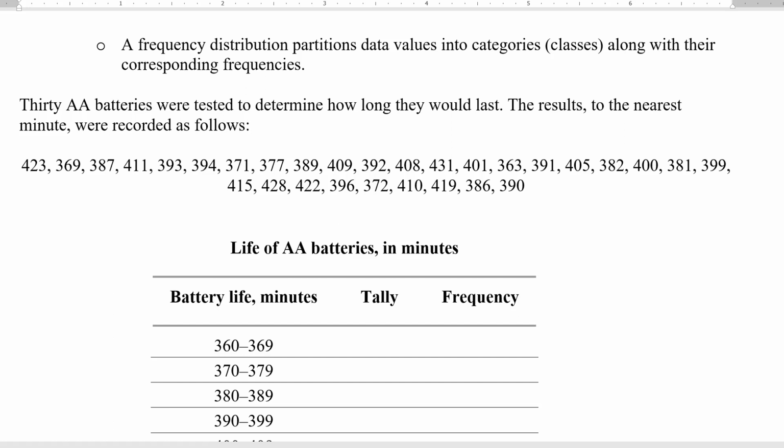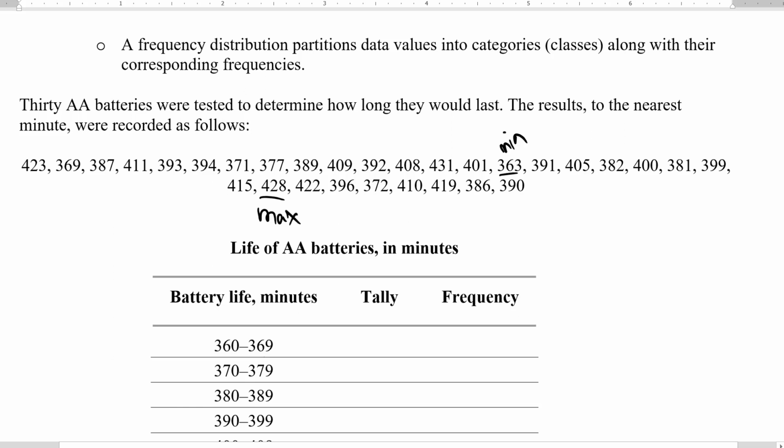So what we really want to do is look at this and go, okay, what's our maximum number on here? So I see, looks like a 428. Anything bigger than that? Let's go ahead and take the 428. All right, call that our max. We'll take the lowest number. I see 363. I think that might be our lowest. So 363 would be our minimum.